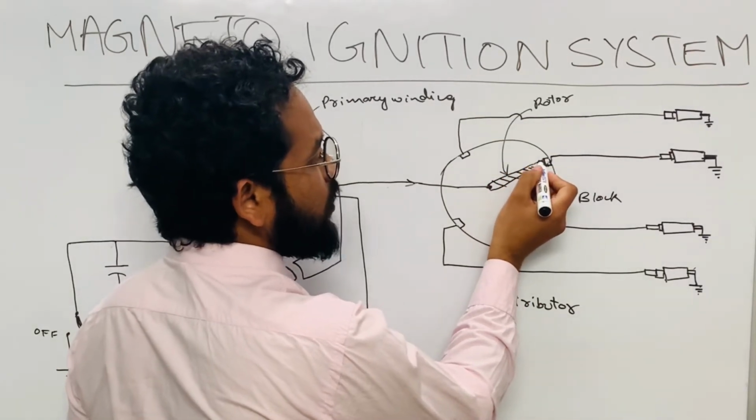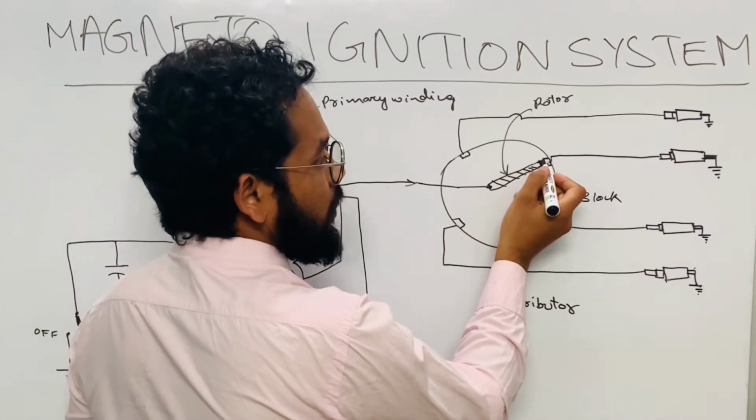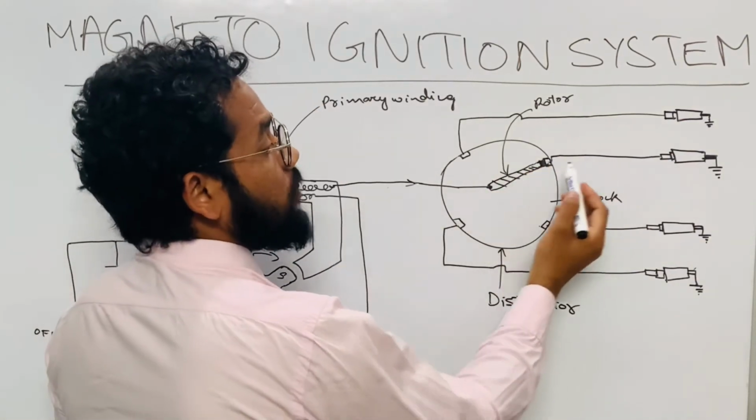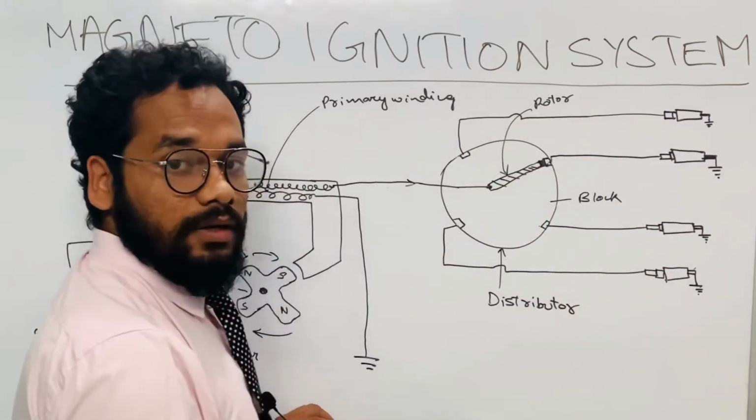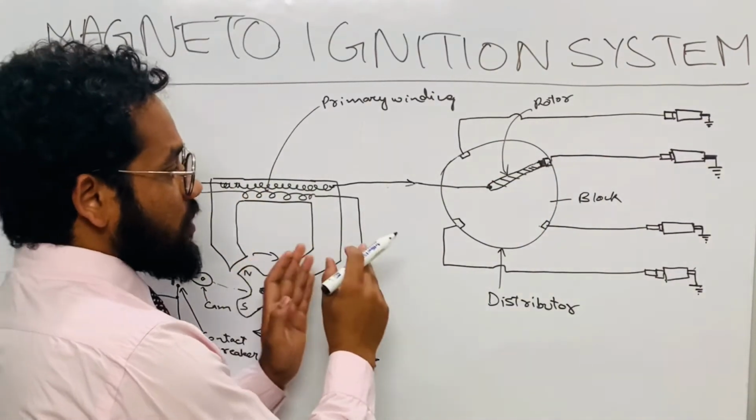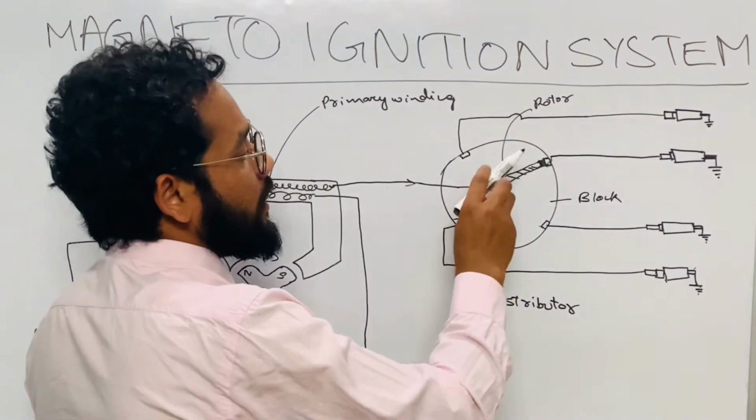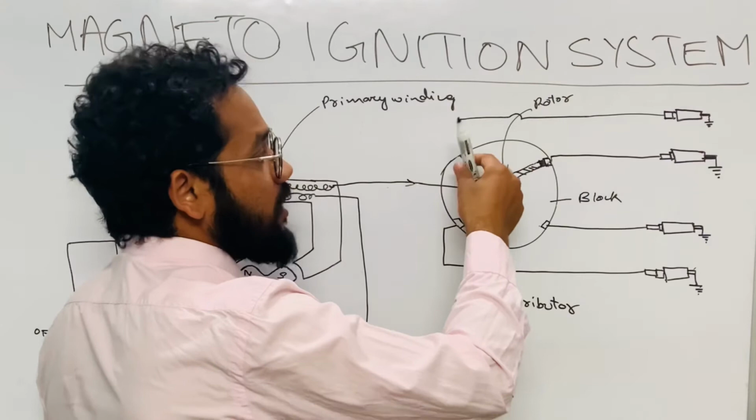This conductive part, when it touches this segment, will have the supply, and hence a spark will be produced in the spark plug to burn the air-fuel mixture. From this magneto, there is some drive mechanism which will be coupled with this rotor, and this will cause the rotor to rotate, hence the name rotor.